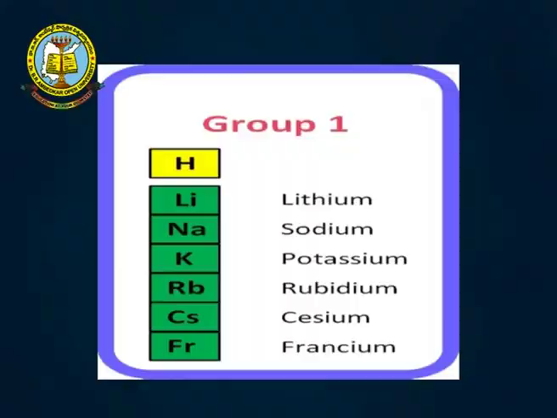So, these are the elements, and we will see how they behave in the group and how they behave in the period. We will discuss it in a particular manner. First we will see which elements make up group 1, and what the electronic configuration of these elements is.